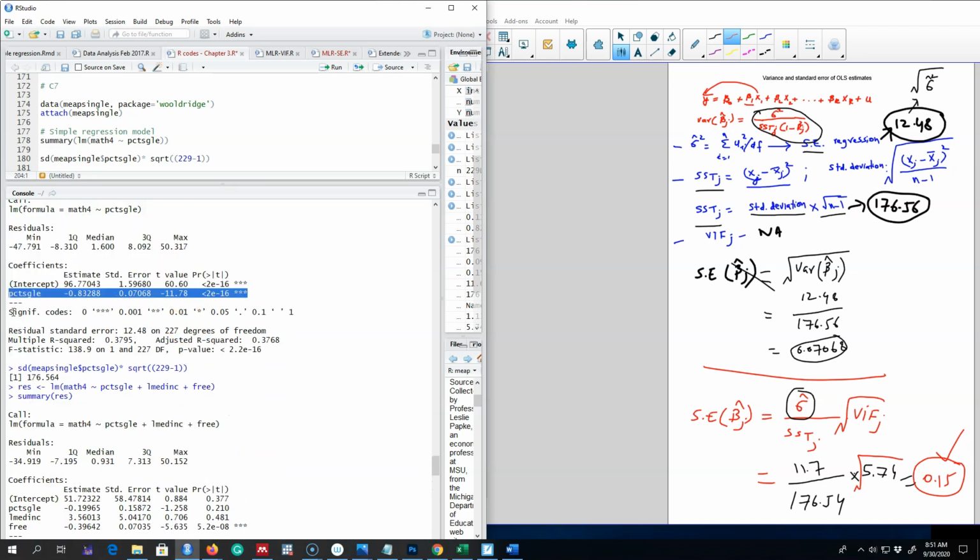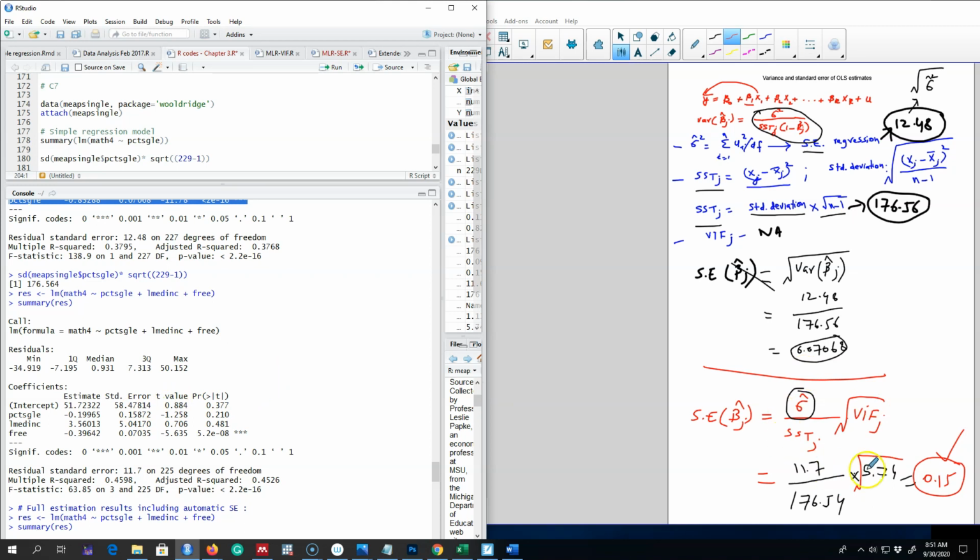Alright, so that was an example of variance or standard error, and essentially you don't have to calculate everything by hand because R already provides you this standard error. The importance of this standard error will be more clear to you when we talk about the statistical significance of these variables in the next chapter.